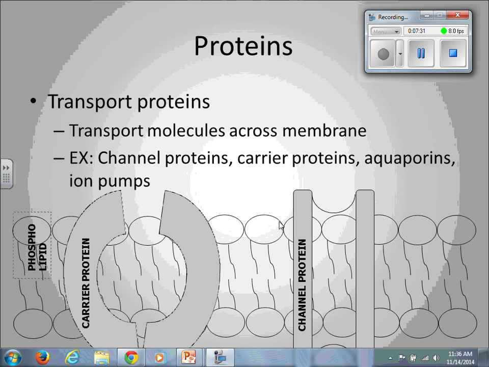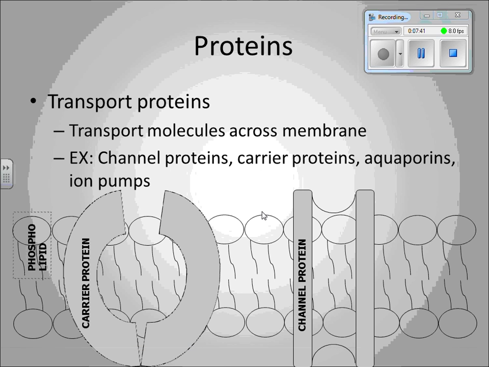Carrier proteins: the larger molecules might need some help coming in and out of the cell. So the carrier protein is like Pac-Man. It goes and gobbles something up on the outside and brings it to the inside. And the last thing, aquaporins. Aqua meaning water. These are special proteins that allow water to come in and out of the cells. Ion pumps we're not going to get into just yet, but that's another type of protein. So these are all transport proteins. They transport things in and out of the cell. Channel proteins are like a tunnel. Carrier proteins, like Pac-Man, move things in and out. And aquaporins move water.